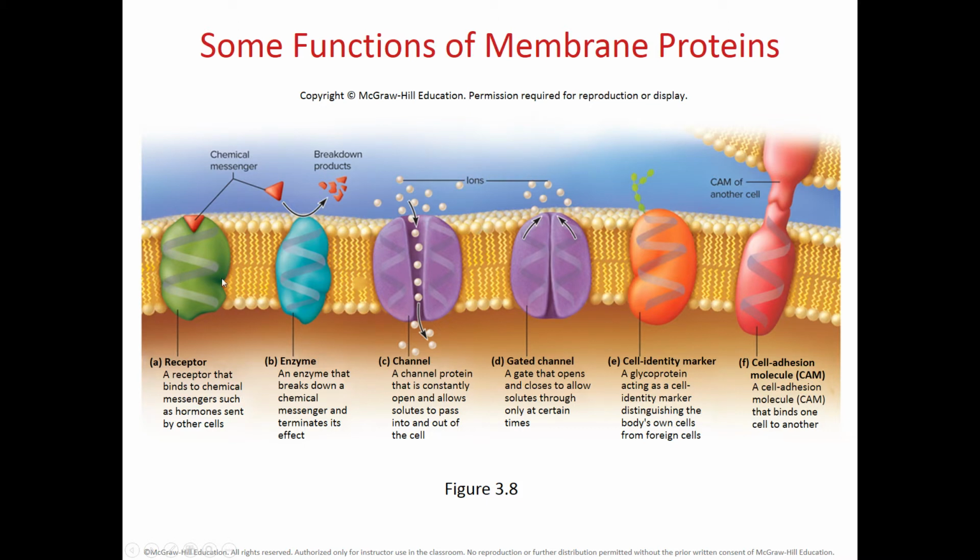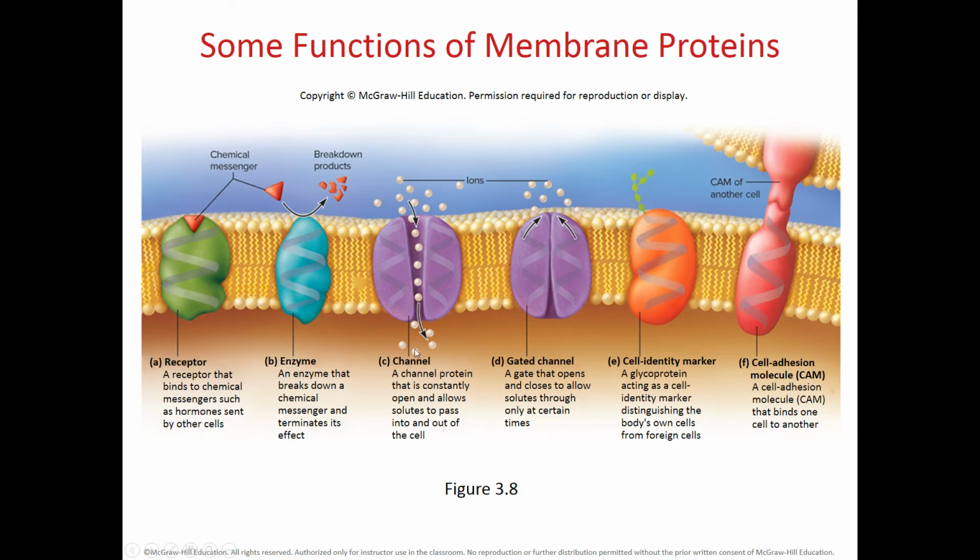This is a receptor that has a place to bind ligands, like these chemical messengers. Some of them can be enzymes that actually work at the plasma membrane. Once they bind a ligand, they destroy the ligand. And some of them are channels that allow the passage of ions.